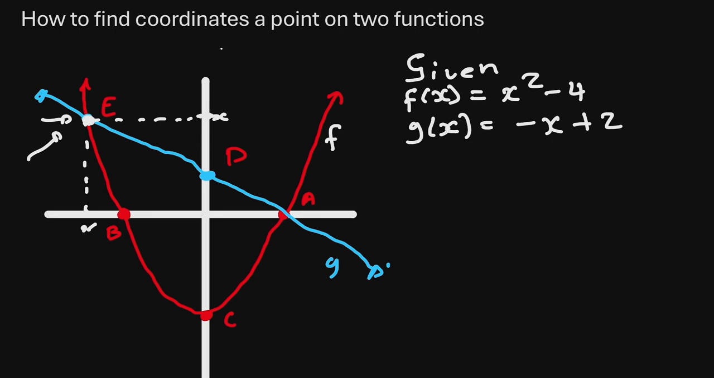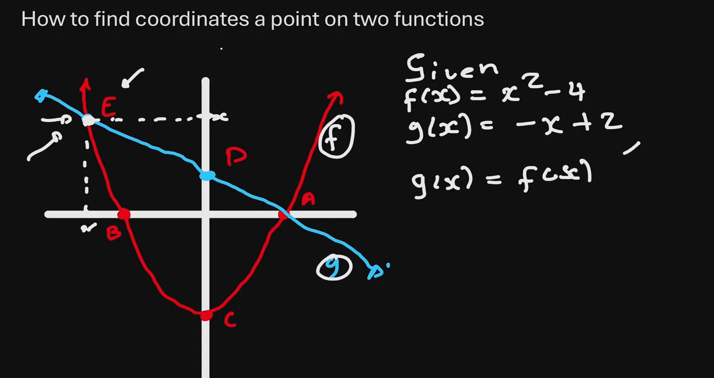So if we want to find the coordinates of E, we say g at x equals f at x. This means the value of y of the g function and the value of y of the f function are the same at point E. That is where the graphs are touching. If we do this, it will help us find the value of x. We are going to work on the equation of g and the equation of f to solve for the value of x.